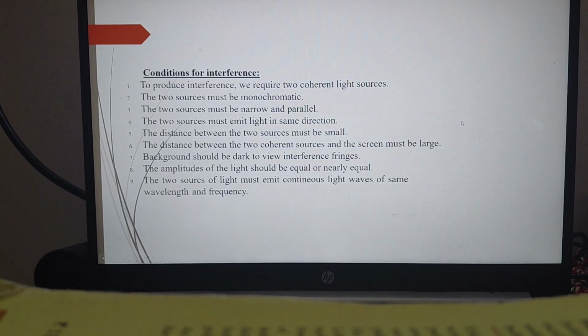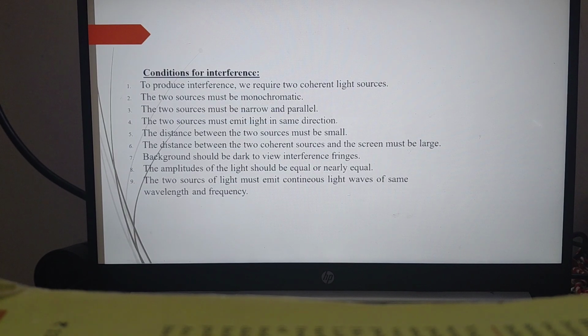Next, what are the conditions for interference? To produce interference, we require two coherent light sources. Then next, the source must be monochromatic light, and the source must be narrow and parallel. Then the two sources must emit light in the same direction.